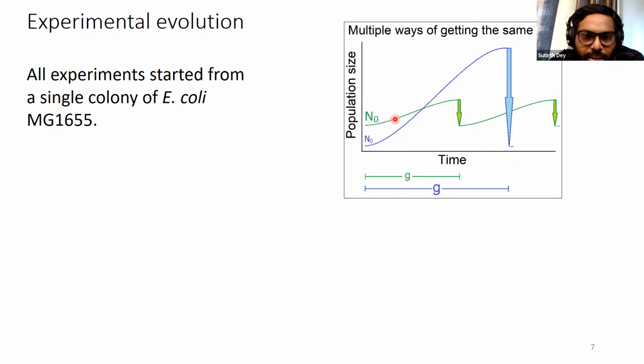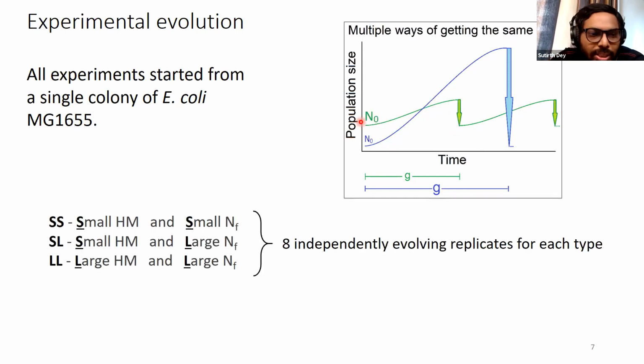And we had another treatment in which we had a larger N0. So basically, the bottleneck ratio was larger, 1 in 10 bottleneck ratio. And this one was 1 in 10 to the power 4. And then we allowed it to grow for a smaller amount of time, and then we subcultured it back to this N0. So just to tell you what this led to, it led to three different treatments.